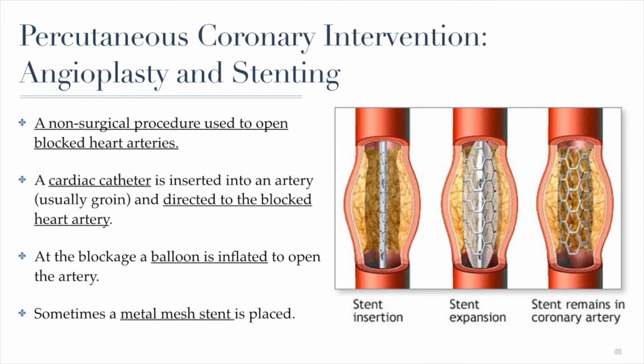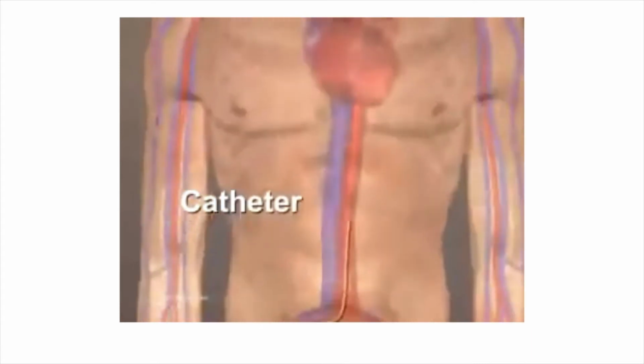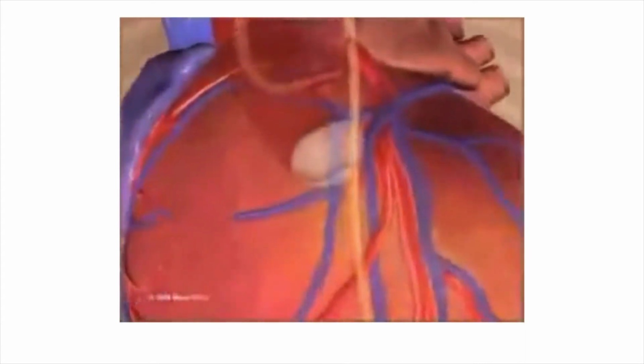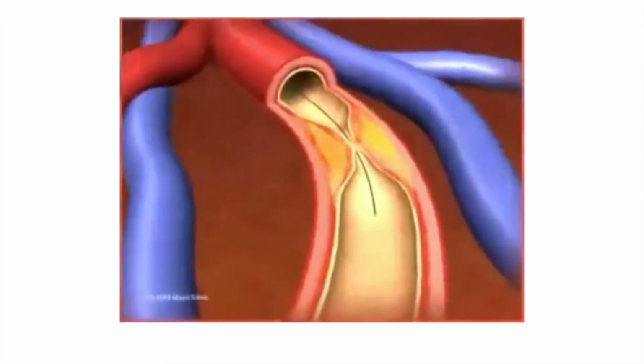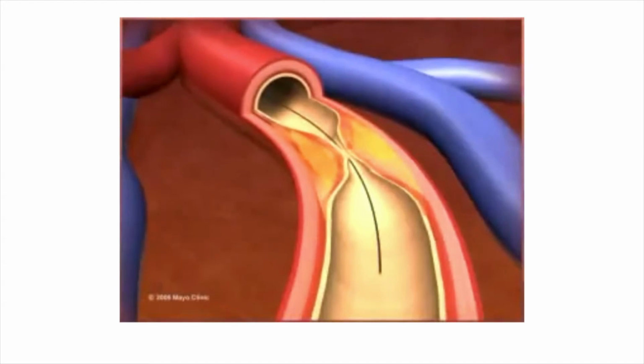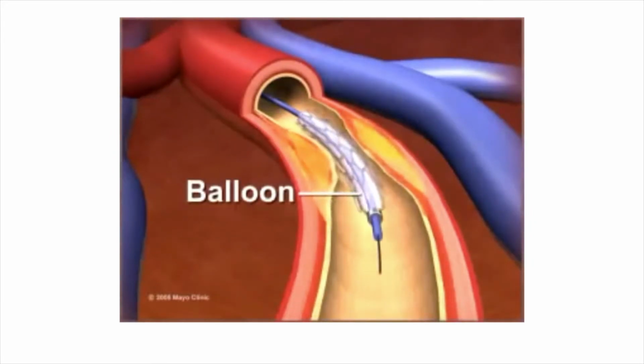from the inside. And so the way that this is done is through a catheter, something called a cardiac catheter. A cardiac catheter is essentially a long, narrow tube that is inserted, usually starting from the groin, into a blood vessel. And it has a little camera at the end, and it's guided through the body and directed to the blocked heart artery. And once it reaches the blocked heart artery, then a balloon is fed through the catheter, and then it's inflated at the site of the blockage in order to open up that artery.